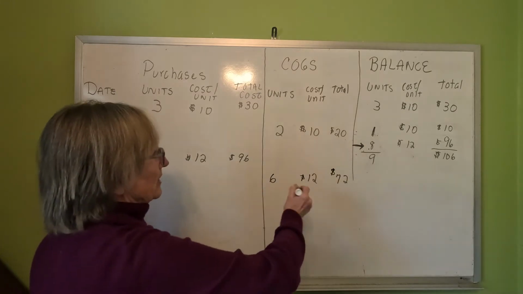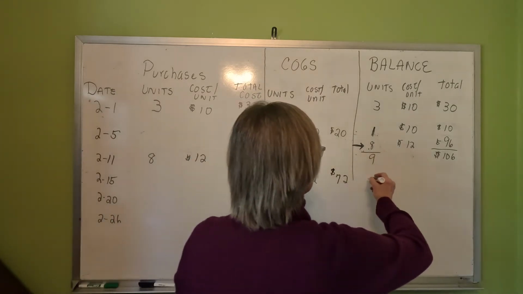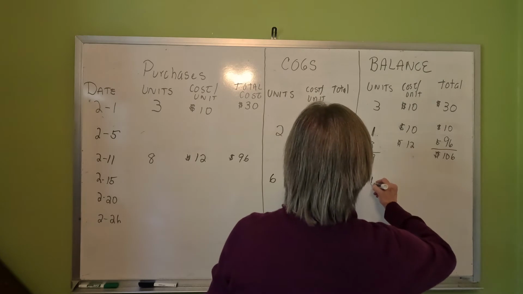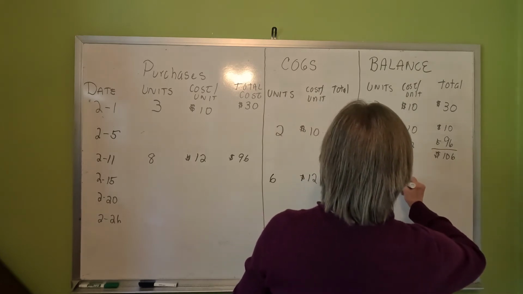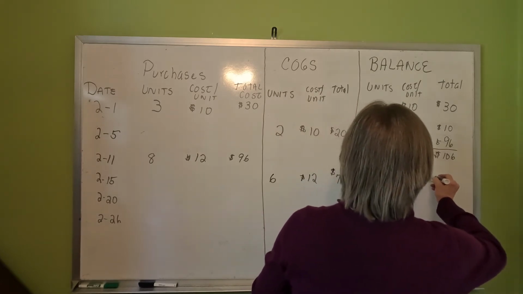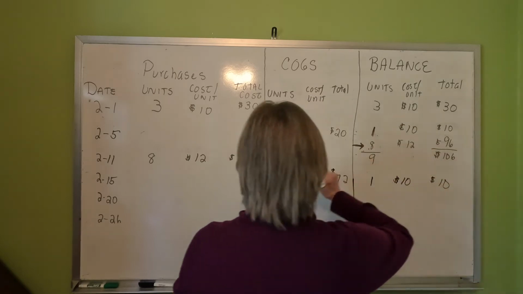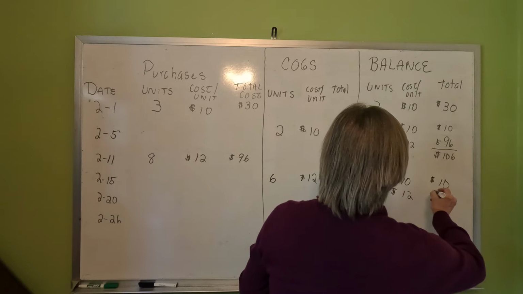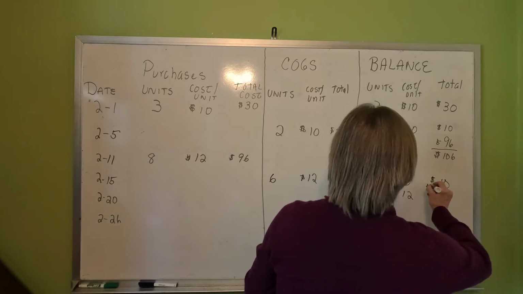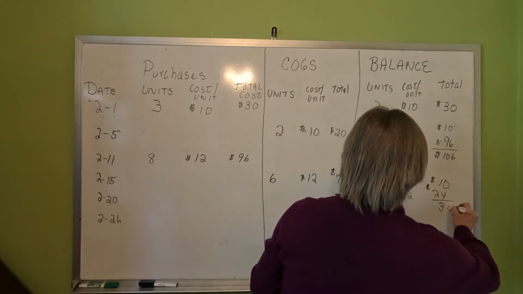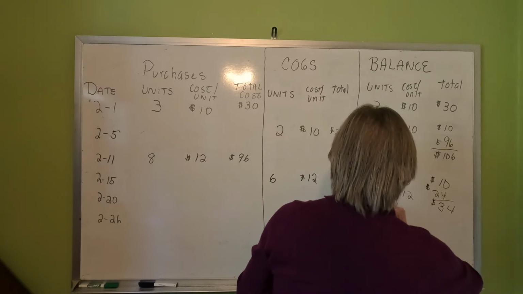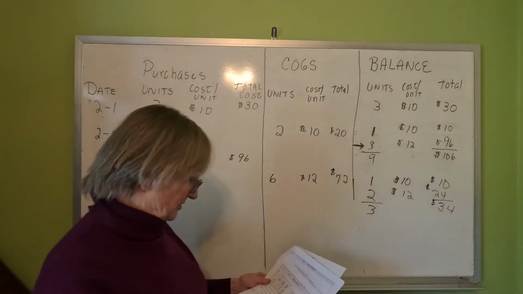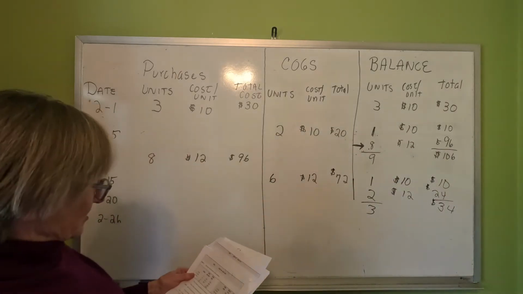And so now our balance, when we look at this, you notice we're going to end up with the oldest inventory. We've still got the 1 unit at 10 for 10. And then 8 minus 6, we've got 2 of them at 12 for 24. So that gives us 34. And we've got 3 units in inventory. Okay, so that's the 15th.